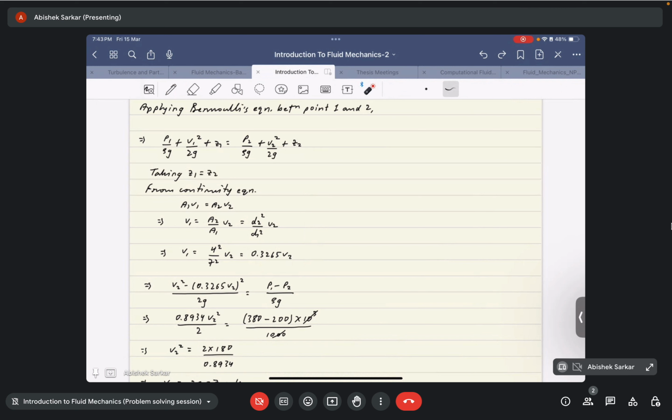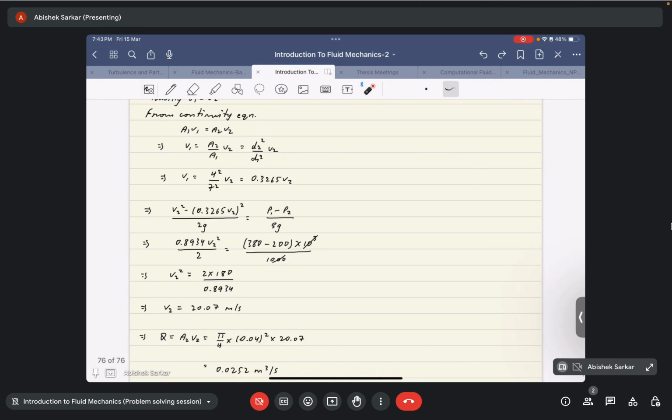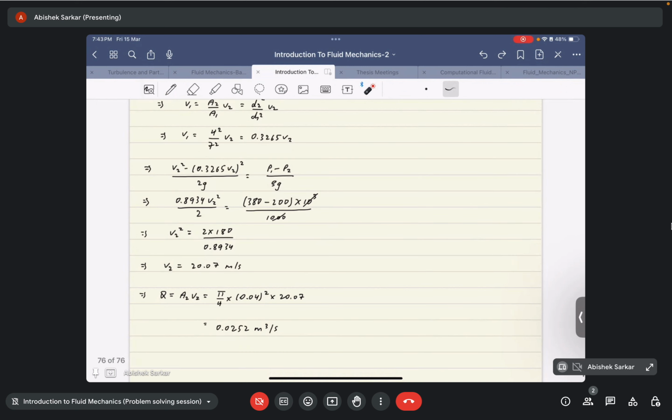Now, if we substitute V1 in terms of V2 into Bernoulli's equation, we will get V2 square minus 0.3265 V2 square, this is essentially V1 square, divided by 2g, is equal to P1 minus P2 divided by rho g. Since we know P1, P2 and g, the acceleration due to gravity, and rho is the density of the fluid, that is water in this case, we will have V2 square equal to 2 into 180 divided by 0.8934, or V2 is equal to 20.07 meter per second. And since we are asked to find the volume flow rate, we will have Q equal to A2 into V2, that is pi by 4 into 0.04 square into 20.07, to get Q equal to 0.0252 meter cube per second.